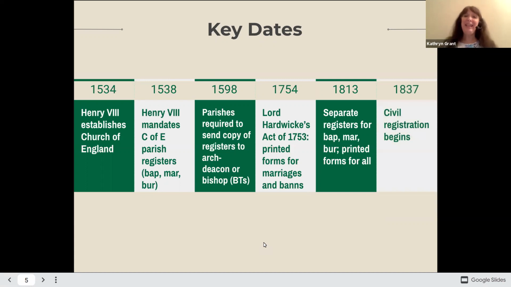And then finally, in 1837, civil registration begins. And if you're not familiar with civil registration, it's just the reporting of vital events to a government authority. And so in 1837, starting in July of that year, the government required the reporting of births, marriages, and deaths. And so it's not a church record. And so you might be saying, well, why are you mentioning civil registration?